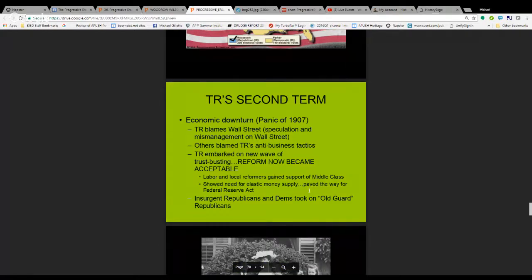Now, the big thing with Roosevelt in his second term is the economy tanks. We have an economic downturn. It's called the Panic of 1907. Roosevelt blames Wall Street for it. He blames speculators and mismanagement on Wall Street. Others blamed Roosevelt and his anti-business tactics. The important thing is that during this panic, this gave Roosevelt reason to embark on a new wave of trust busting. And he did it on a very large scale. So this created obviously a lot of bitterness between Roosevelt and the business community.